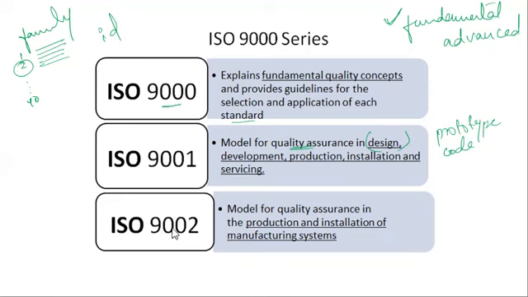The next one is ISO 9002. This particular series provides a model for quality assurance in production and installation of manufacturing systems. The previous standard focused on five different criteria, whereas the next one focuses basically on two, that is, the production and the installation of the system.